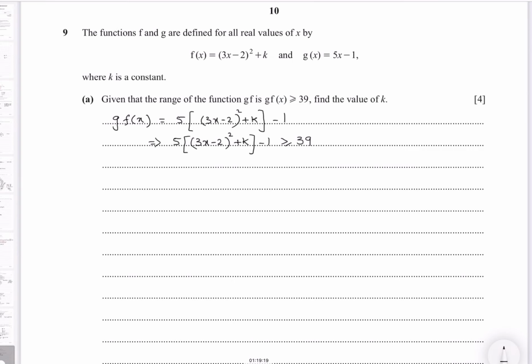Now simplify this by sending minus 1 to the other side. So this becomes 40. Now divide 40 by 5, so it becomes 8. And now this becomes k minus 8 greater than or equal to 0. Just pick the value of k minus 8 and equate it with zero to find out the value of k, which is 8.